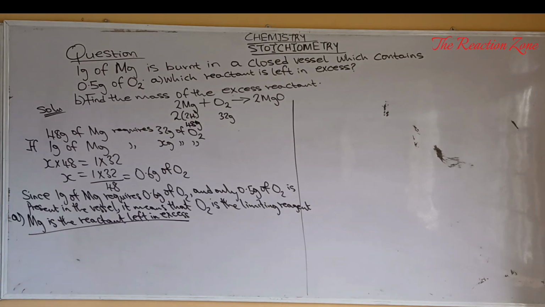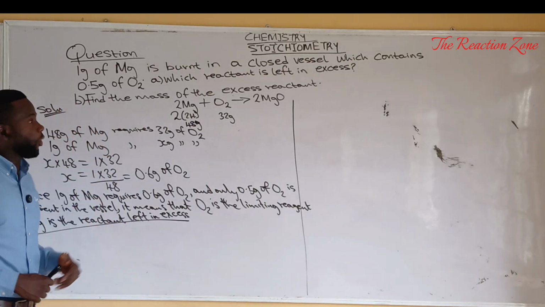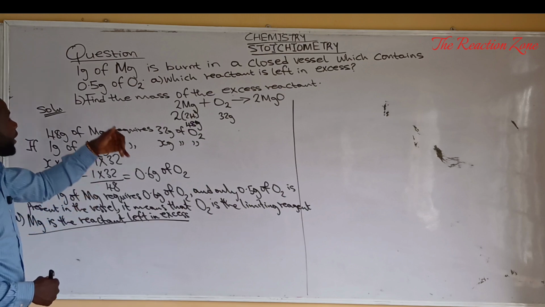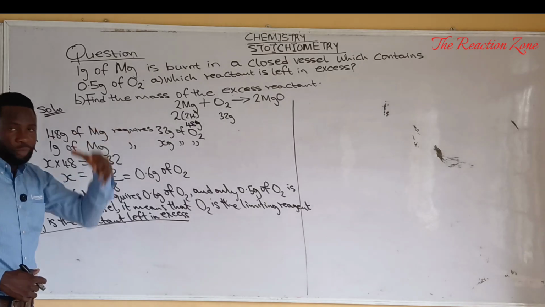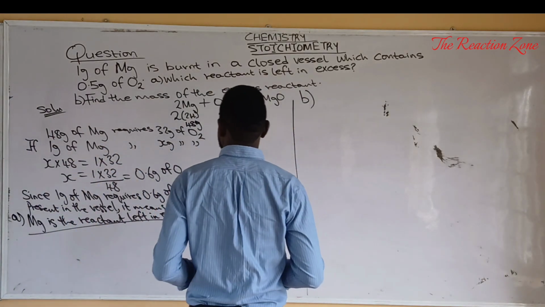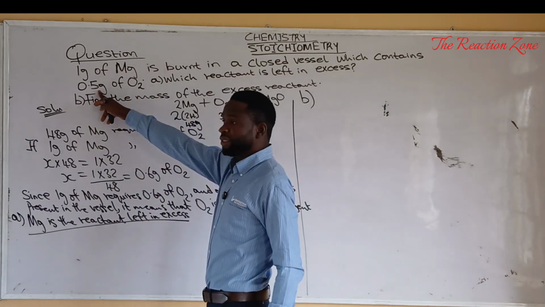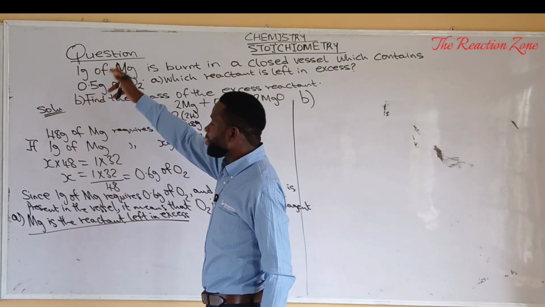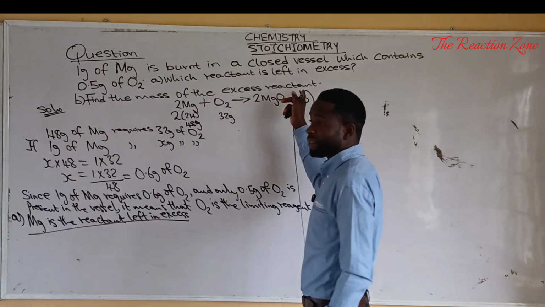Now the second part of the question requires us to find the mass of the excess reactant. Already we know that magnesium is the reactant left in excess. But how much of it is unreacted with oxygen? How much of it did not react with oxygen? That is what we want to find now. So, to solve the second part of the question, we are going to find how much of magnesium that 0.5 grams of oxygen will react with. When we determine that, we will subtract it from 1 gram to get the mass of the excess reactant.